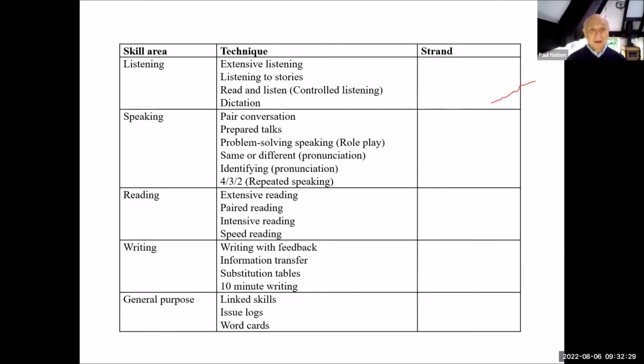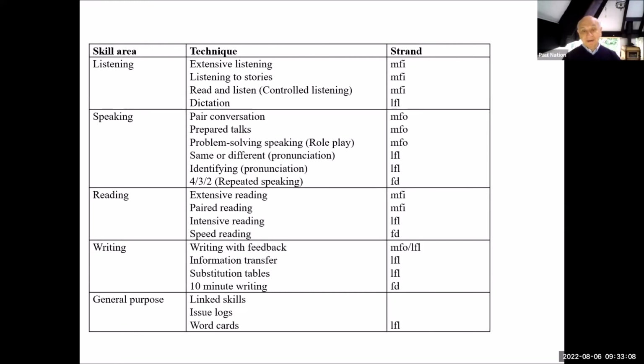So with speaking then, we have paired conversation and talks and problem-solving things. Then we have the 4-3-2 activity, one of my favorite ones. And this is a listening fluency development activity. And then we have various reading, extensive reading. I think every language course should have some kind of extensive reading component. Even when learners are studying at advanced levels, the extensive reading can be reading substantial academic texts, and that can become a part of extensive reading.